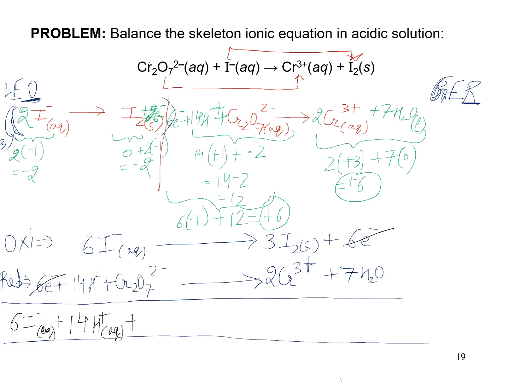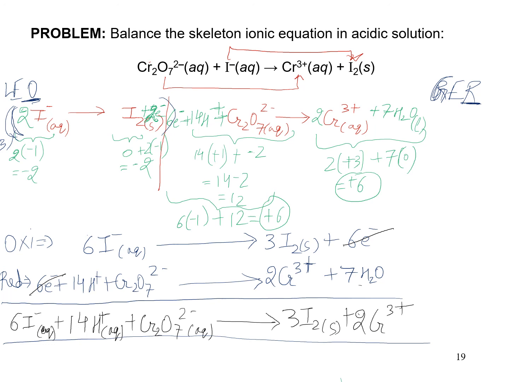Next I have 1 Cr2O7 2 minus. This is also aqueous since it's ionic. It produces 3 iodine. Is there any anywhere else? No. So 3 iodine, which is a solid. Then 2 Cr 3 plus. Anywhere else? No. So plus 2 Cr 3 plus.